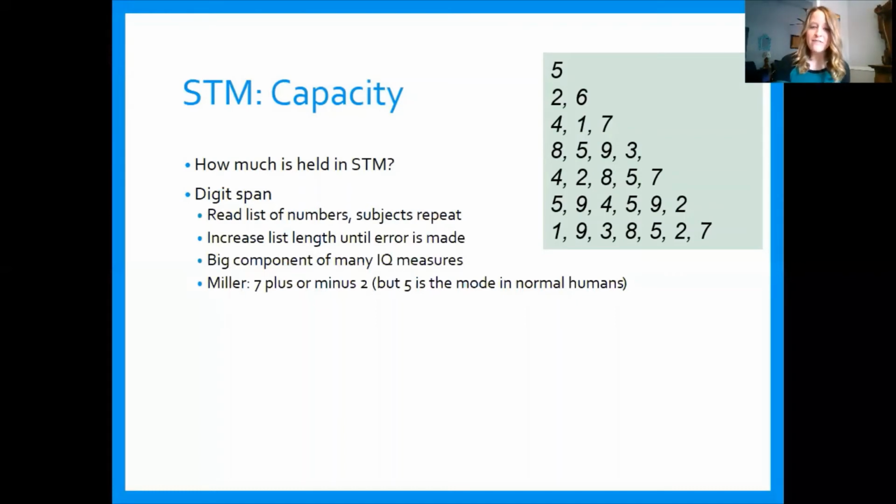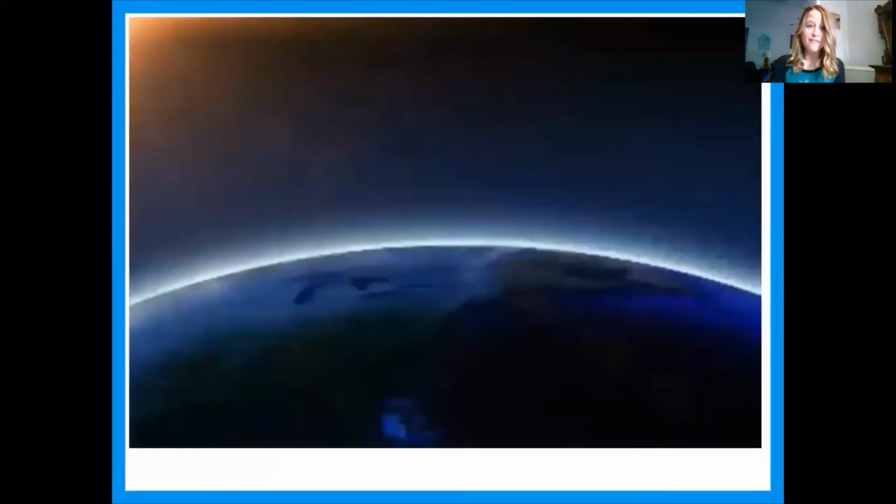So Miller in 1956, using this technique, found that the capacity of short-term memory is approximately 7 digits plus or minus 2. So this is sometimes called Miller's magic number. This seems to be a biological constraint that short-term memory can only hold around 5 to 9 pieces of information. And so think about why our phone numbers are 7 digits. It fits in with this research, right, of Miller. And so you may ask, well, what about people who seem to have extraordinary memory abilities?